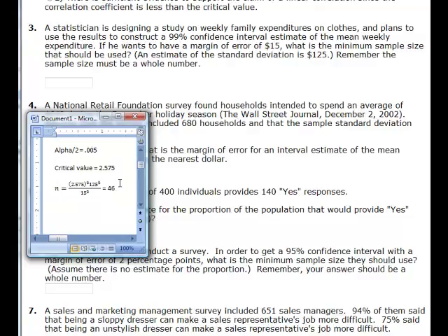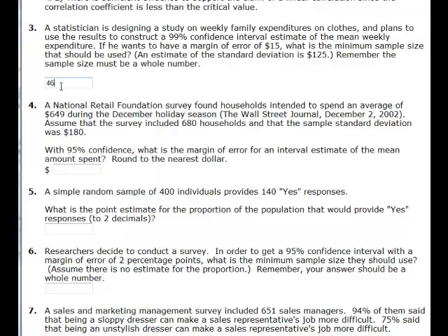And that gives us 460.5. Remember, for minimum sample sizes, we're always going to round up, so this should be 461.